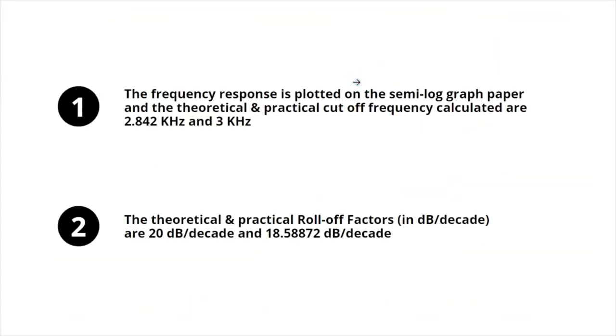Let's sum up our virtual lab. Here you can see that the frequency response is plotted on the semi-log graph, and the theoretical and practical cutoff frequencies calculated are 2.842 kilohertz and 3 kilohertz. There's a little bit of difference in the value, and the theoretical and the practical roll-off factor in dB per decade is around 20 dB per decade for the theoretical value and 18.858872 dB per decade for the practical.